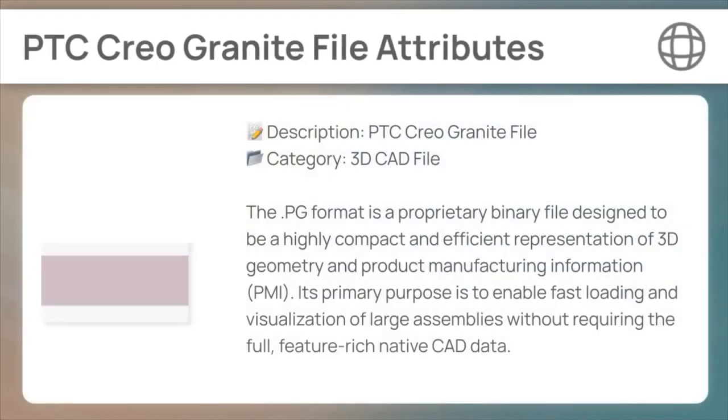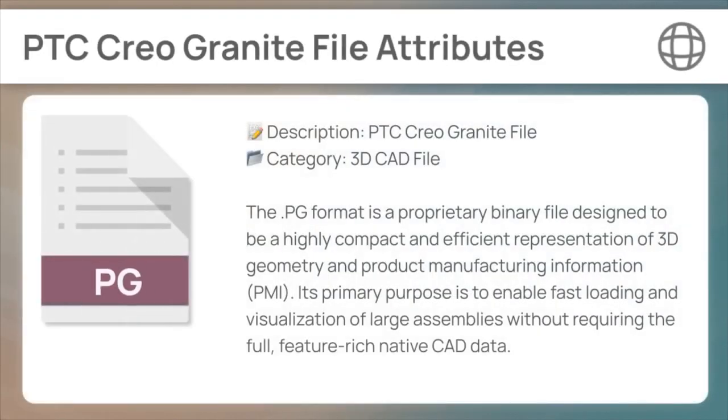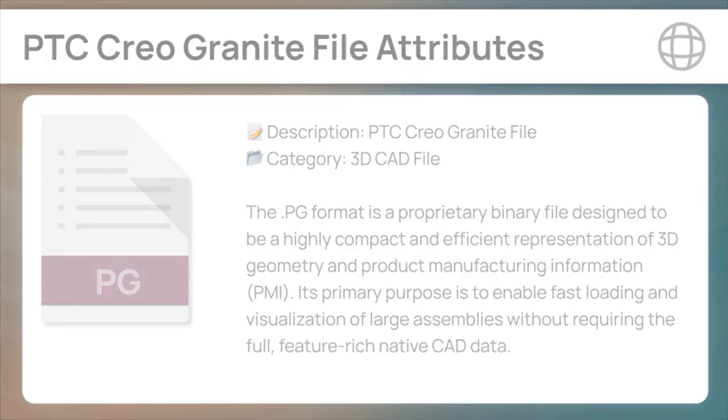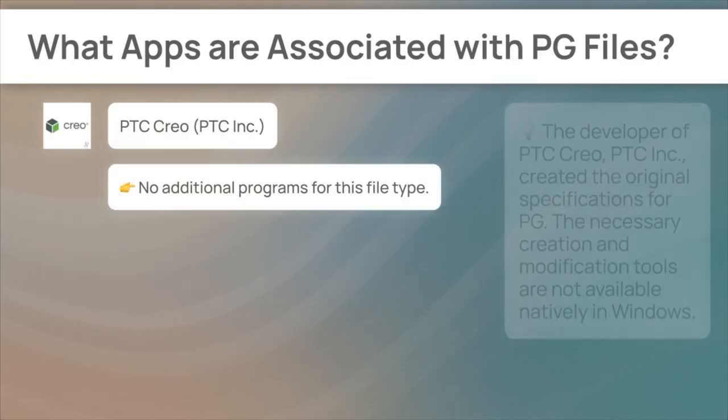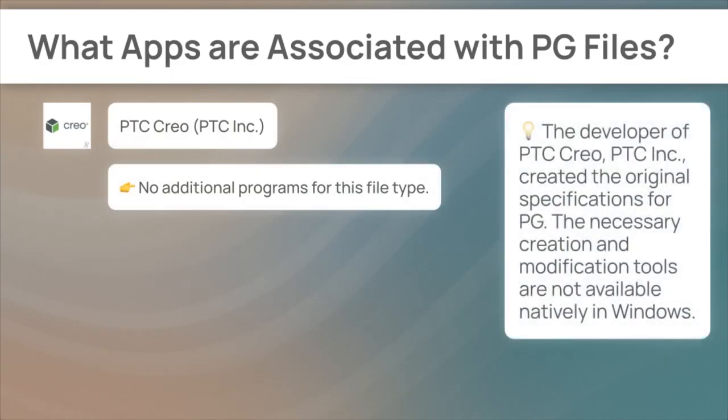The PG format is a proprietary binary file designed to be a highly compact and efficient representation of 3D geometry and product manufacturing information, PMI. Its primary purpose is to enable fast loading and visualization of large assemblies without requiring the full feature-rich native CAD data. Your primary software solution for PG files should be PTC Creo from PTC Inc. The necessary creation and modification tools are not available natively in Windows. Windows gives only surface-level details for these files, so full analysis requires proper 3D CAD software.